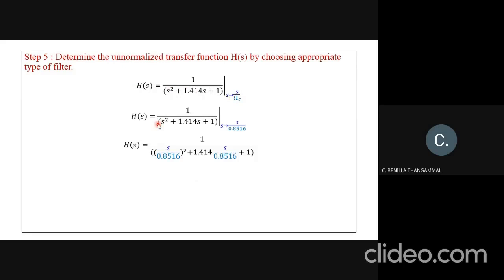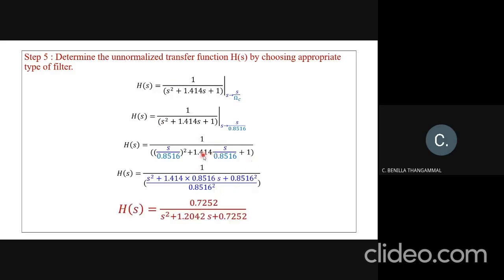So what happens if I replace your s as s by omega c, and then if I solve this one, take your LCM in the denominator, and the denominator will go to the numerator. So it will be 0.7252 divided by s square plus, multiplication of these two will get you 1.2402 s plus 0.7252. So now your H of s is obtained.